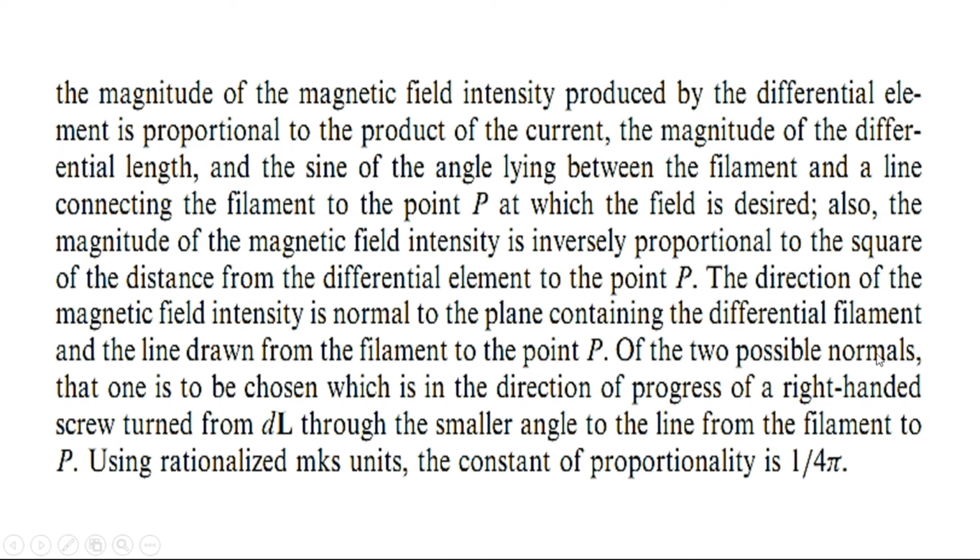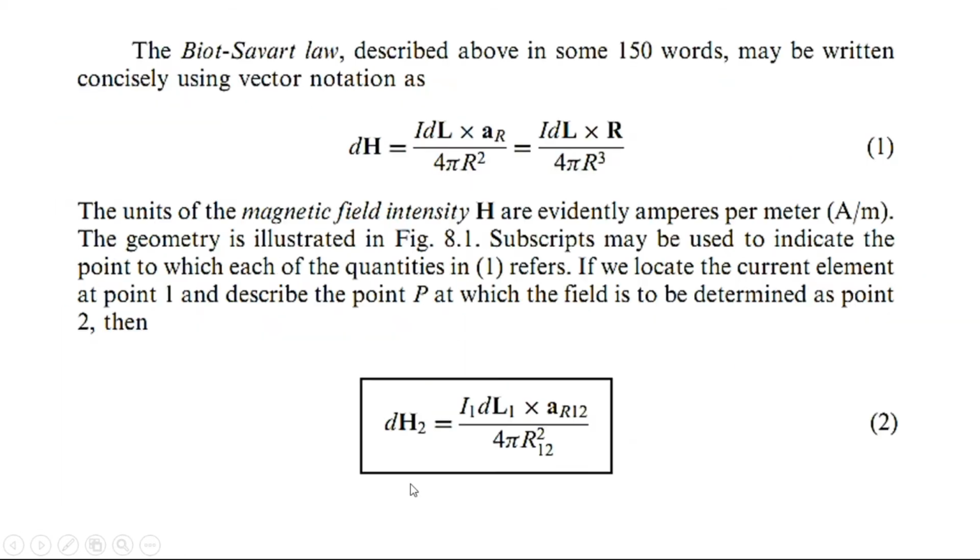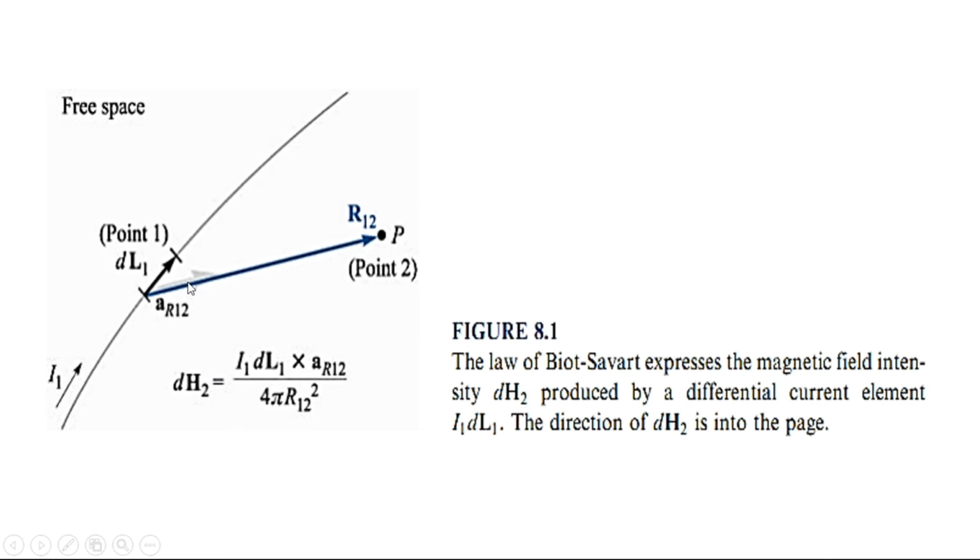Of the two possible normals, that one is to be chosen which is in the direction of progress of a right-handed screw turned from dL through the smaller angle to the line from the filament to point P. So we will use this smaller angle, and if we take a right-handed screw, our direction will be this one.